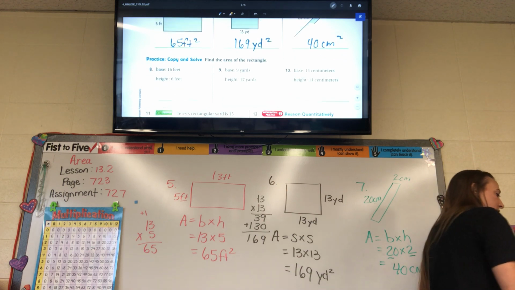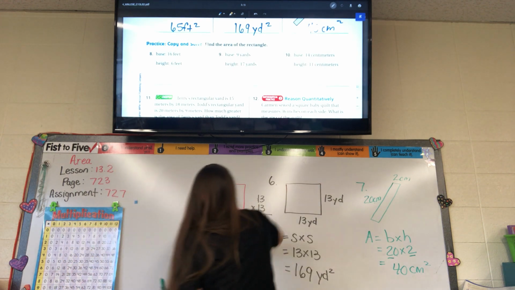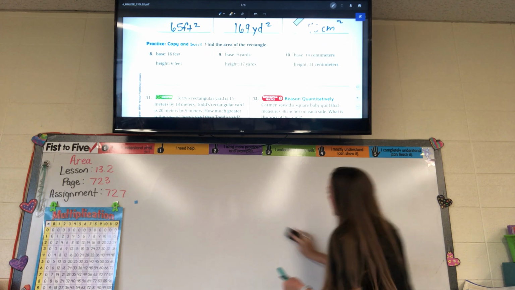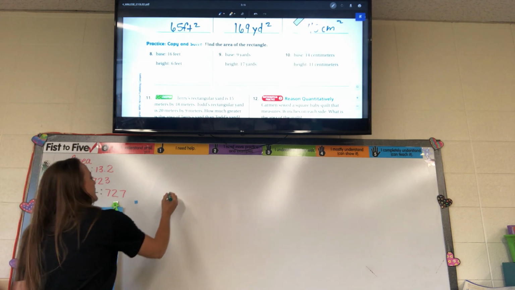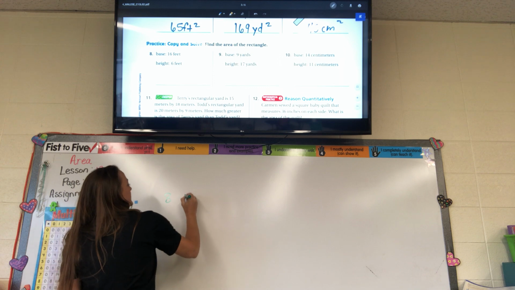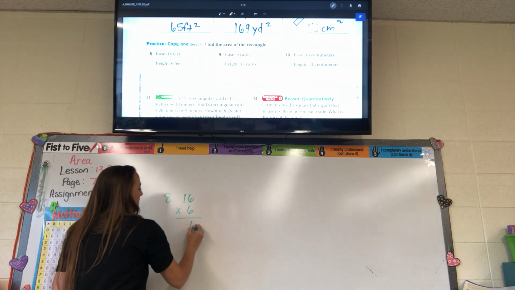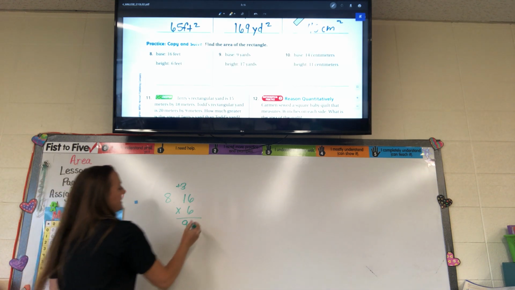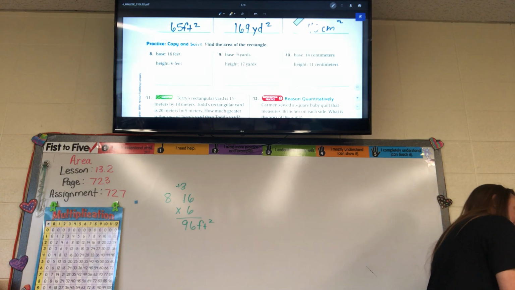Okay, on this one they're just giving you the numbers and no figure, so we can just work the multiplication problems. Okay, number 8, base is 16, height is 6. So number 8, 16 times 6. 6 times 6 is 36. Put down the 6, carry the 3. 6 times 1 is 6, plus 3 is 9. So 96, we're dealing with feet squared. So that should be your answer on number 8, 96 feet squared.